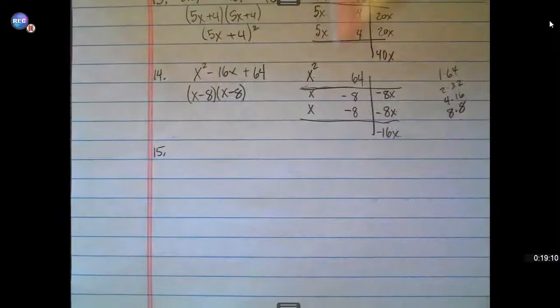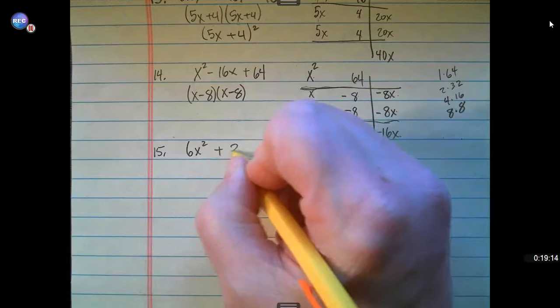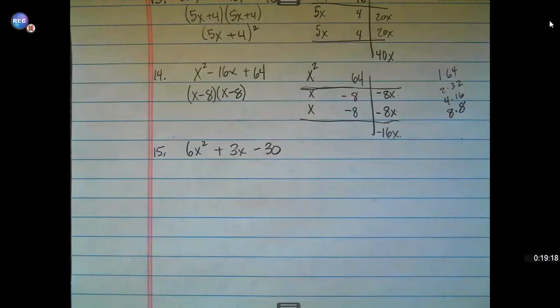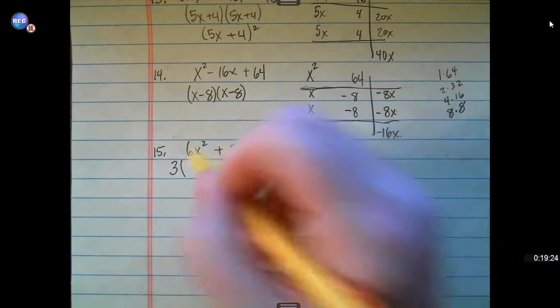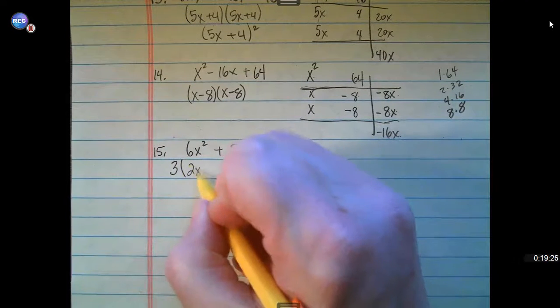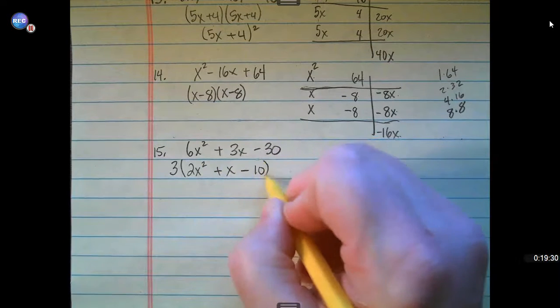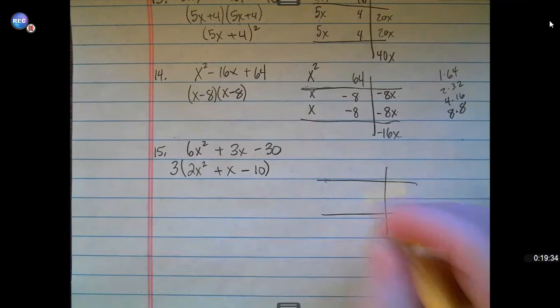15. 6x squared plus 3x minus 30. And again, is there a greatest common factor? Yes, there is. You can take a 3 out of everything. And then I would have 2x squared plus x minus 10. And that's a trinomial, so I go to my factor puzzle.